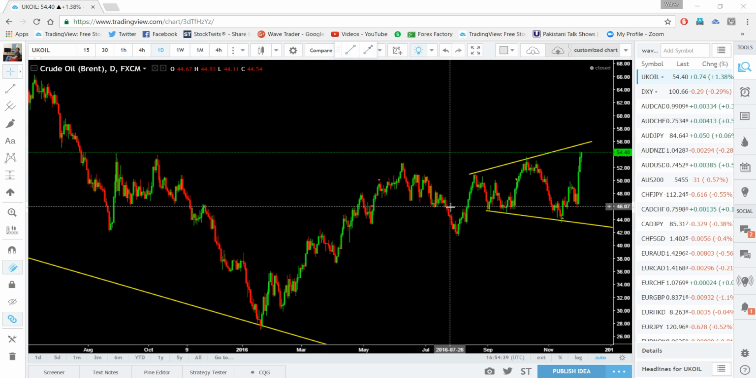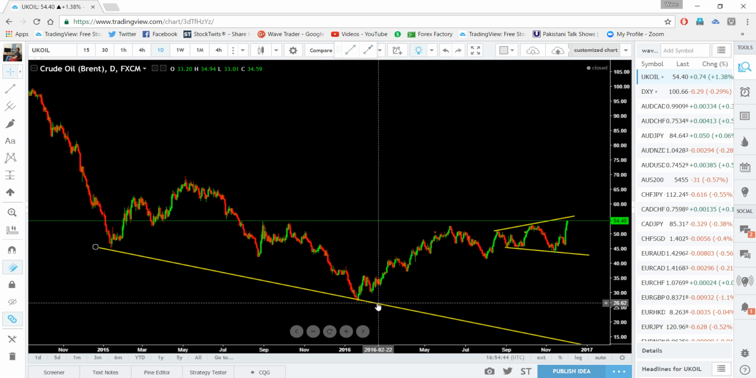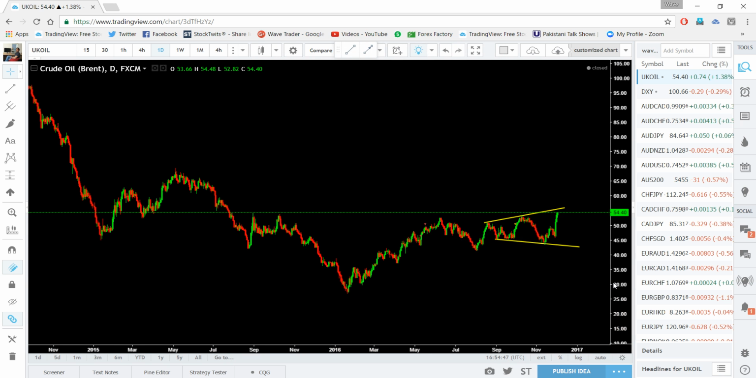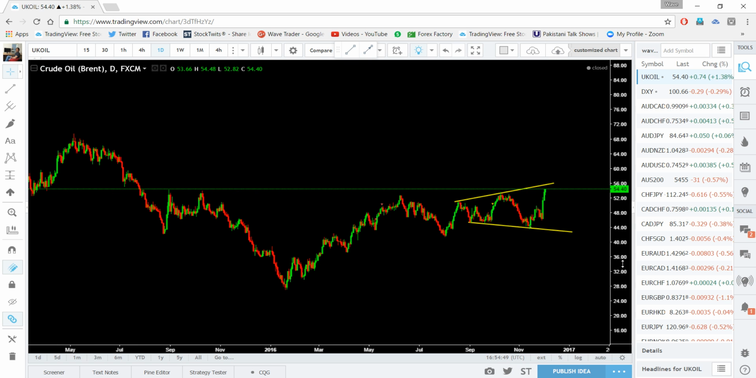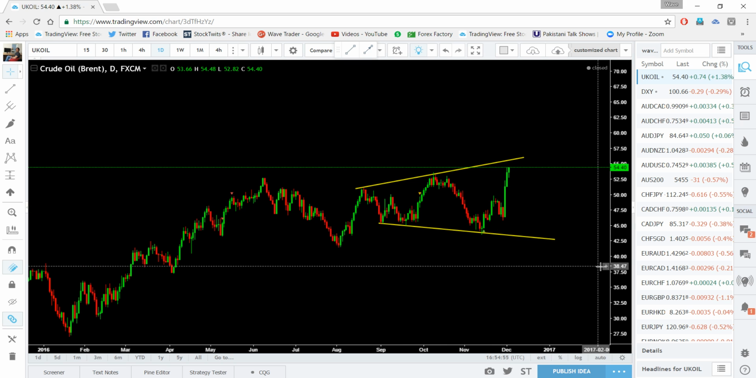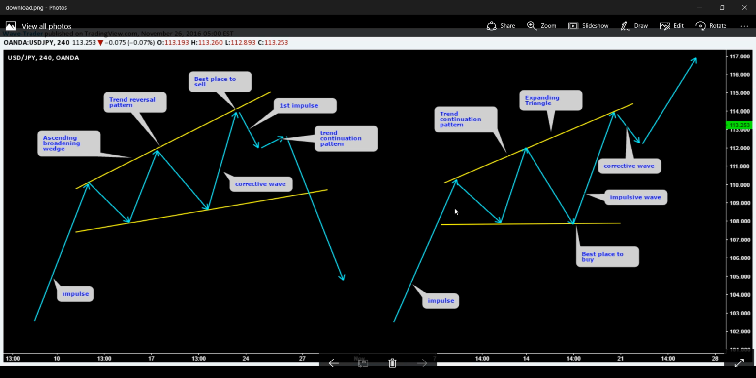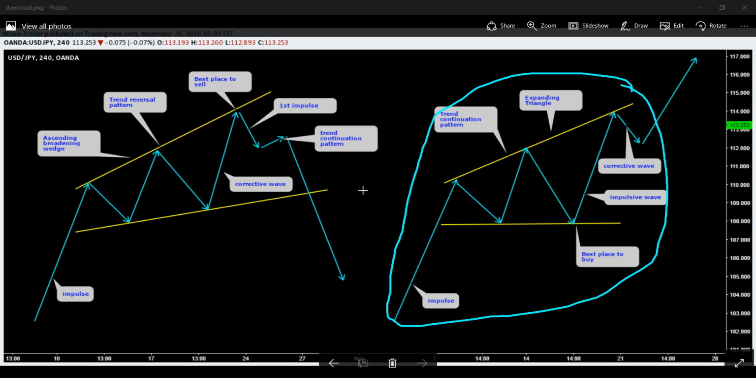So today I'll start from oil. We have spoken about the oil in our last meeting as well. Oil is a bit interesting, so I'll start from oil. The pattern we are looking for is this on oil. This is a trend continuation pattern.